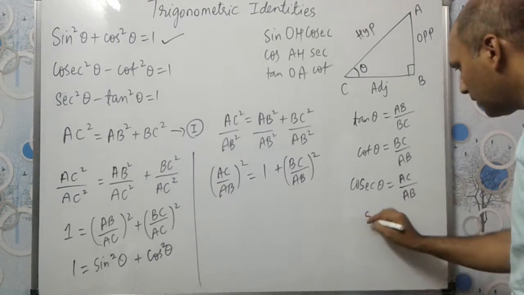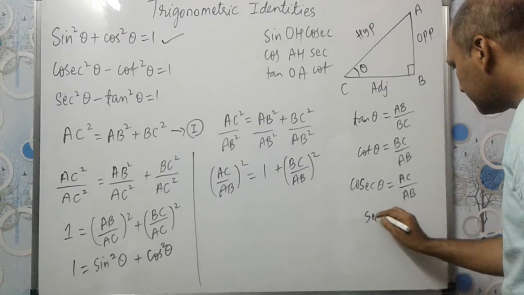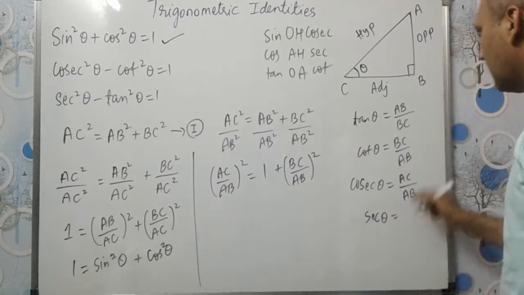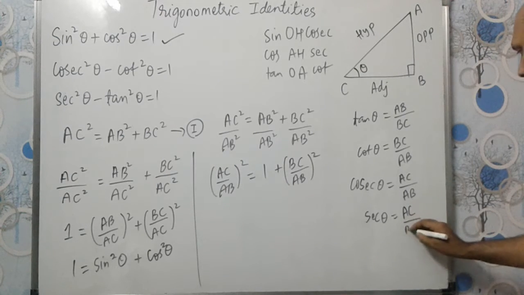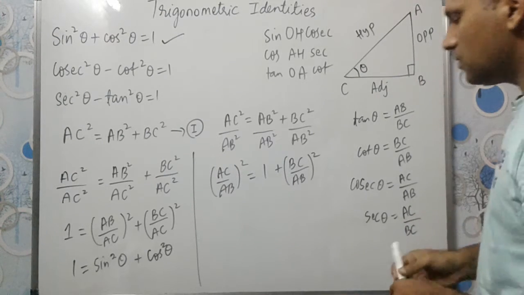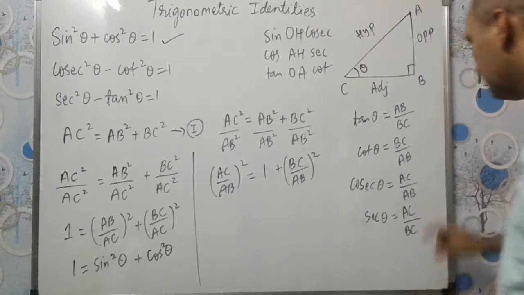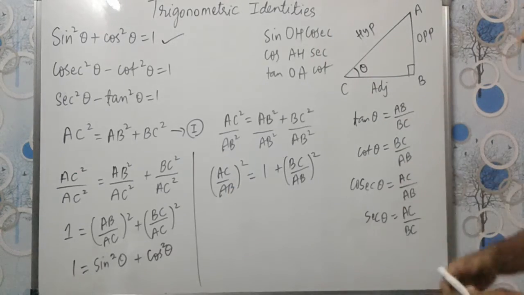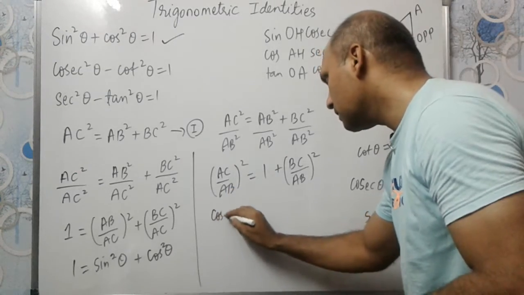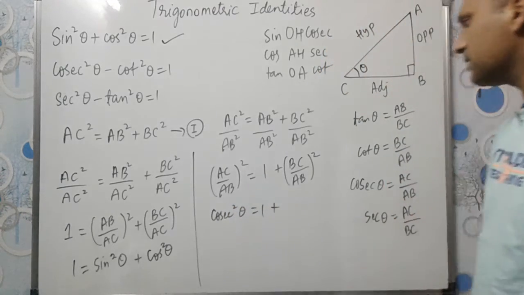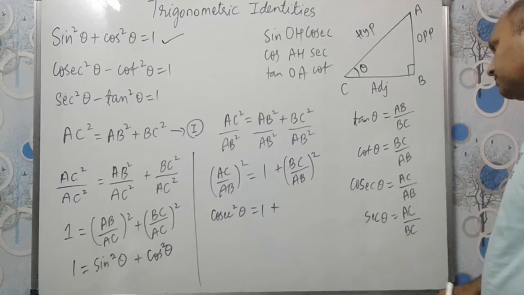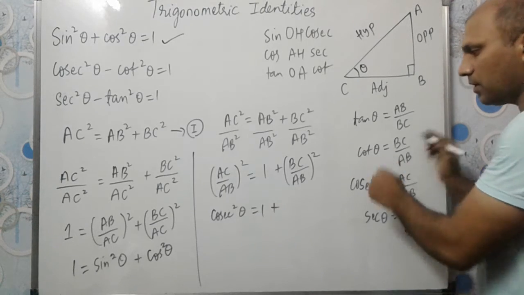What is secant theta? Hypotenuse divided by adjacent, so AC divided by BC. So what do we have here? AC by AB is cosecant theta, so this is cosecant square theta, because we have square, equals 1 plus BC by AB, and BC by AB is cot.